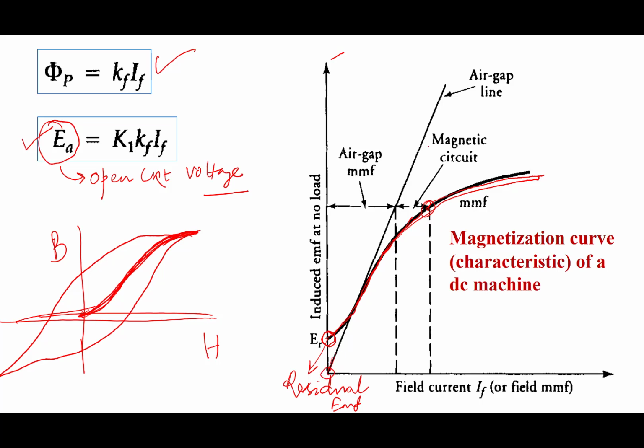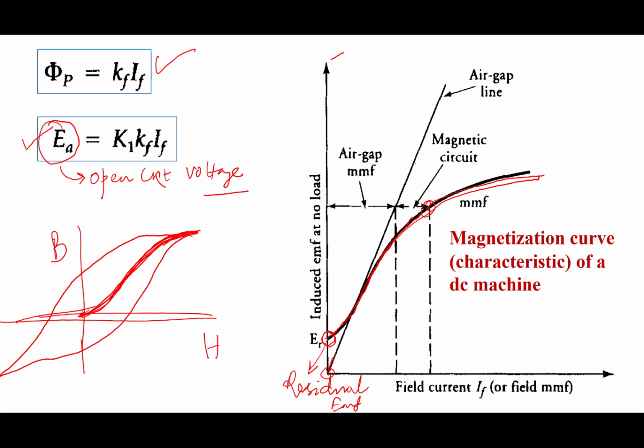What does this air gap line indicate? This air gap line indicates that if, instead of a ferromagnetic core, we consider air as the medium, then we will get this kind of straight line. So then why are we not considering air as a medium? We could have used air, right? Just put the coil in the stator, and that will produce the flux. Why do we put this ferromagnetic material, and over the ferromagnetic material we wind the coil, right? What is the point?